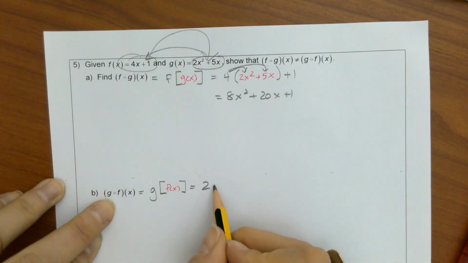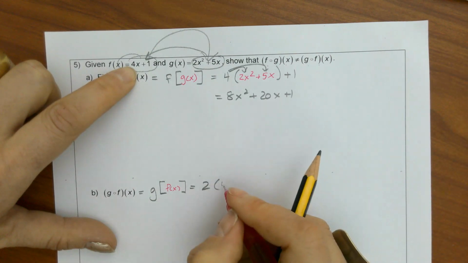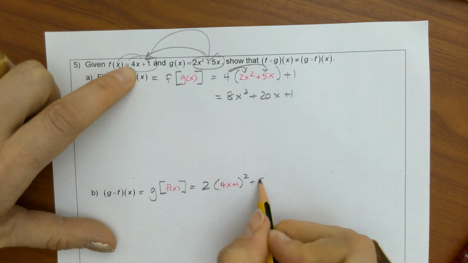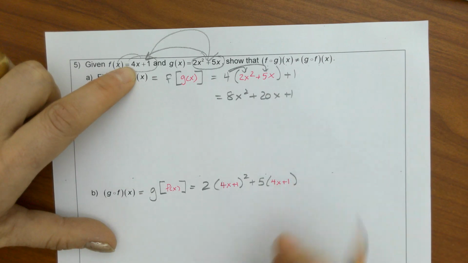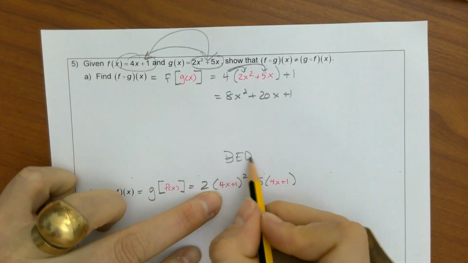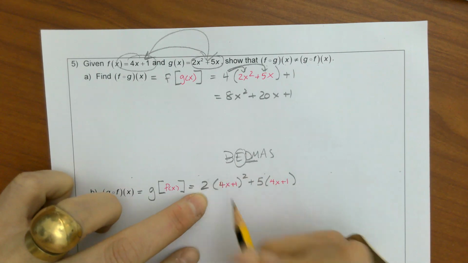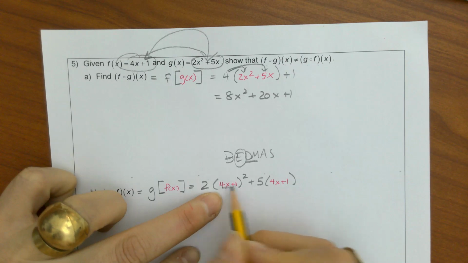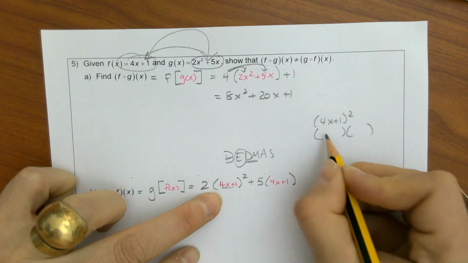So I'm going to go 2, and instead of x, I'm going to write this thing, 4x plus 1. It has to be squared, plus 5 times 4x plus 1. Oh, so I have to do my exponents first. Remember BEDMAS. Exponents come before divide and multiply. I can't do anything inside my brackets because 4x plus 1 I can't put together. So up here I'm going to write 4x plus 1 squared. Well, that means write it twice.